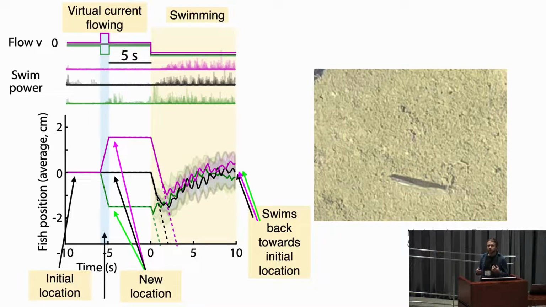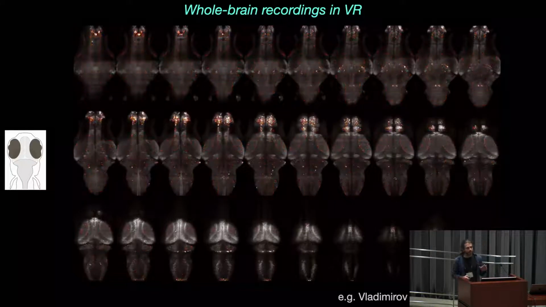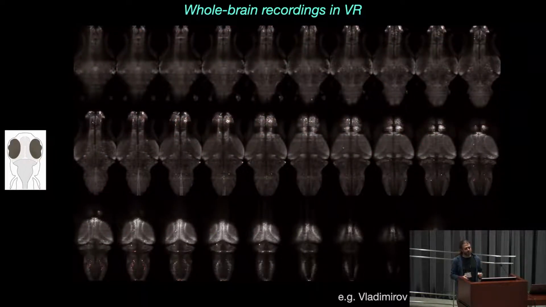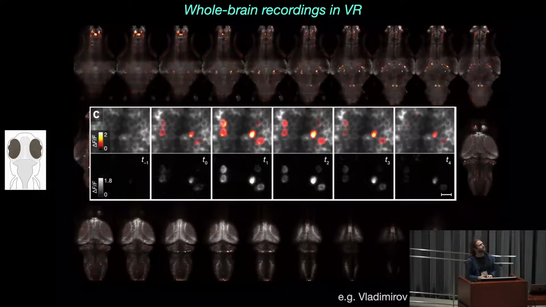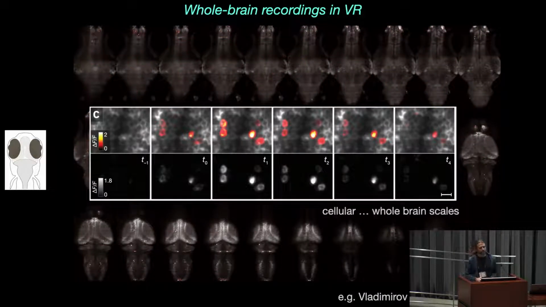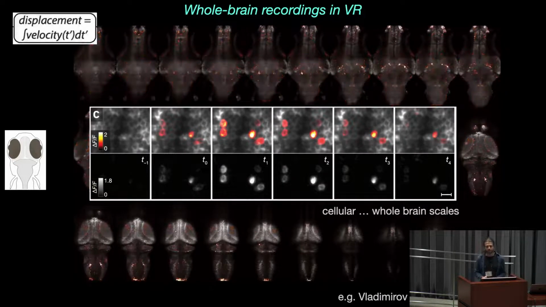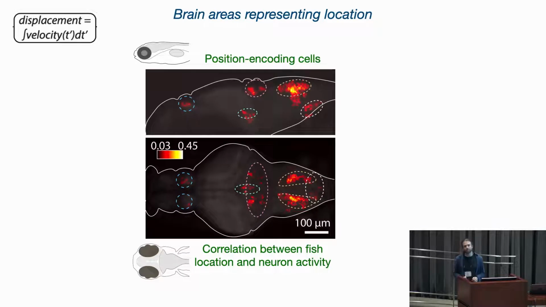We wanted to know where this location signal is represented in the brain, so we performed whole brain imaging during behavior to cross scales, as is one of the themes of 4DCP, in search of this displacement signal. And we found it by simply correlating the location of the fish and neuronal activity throughout the brain. So this was an unbiased search across the entire brain, which yielded a collection of brain areas that contained positional information.